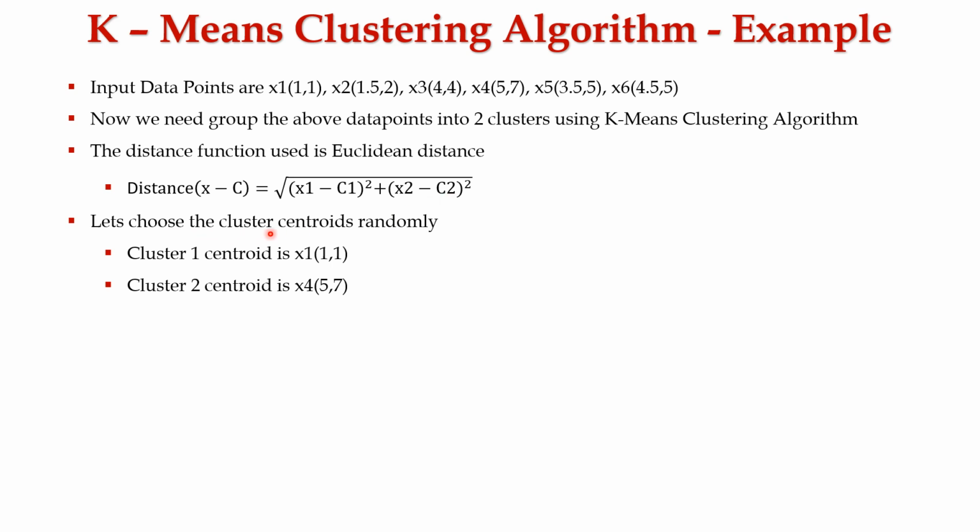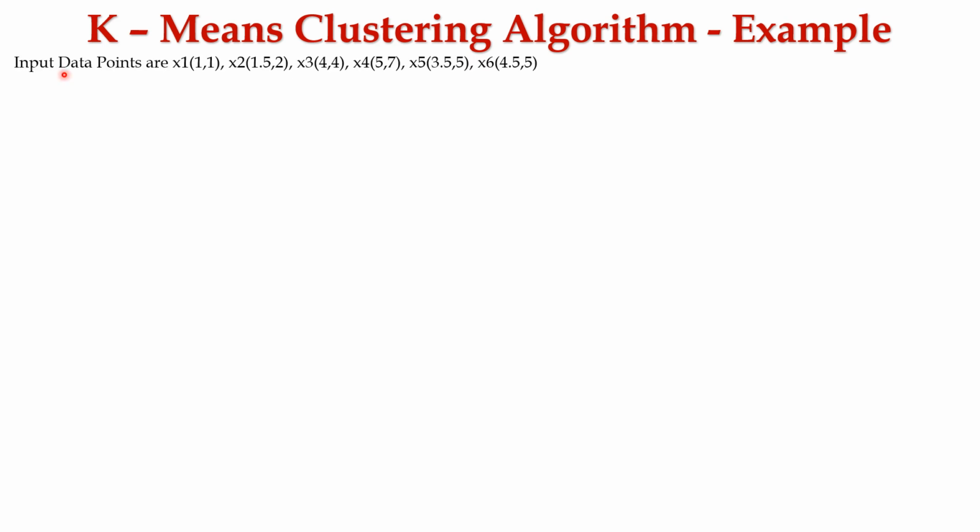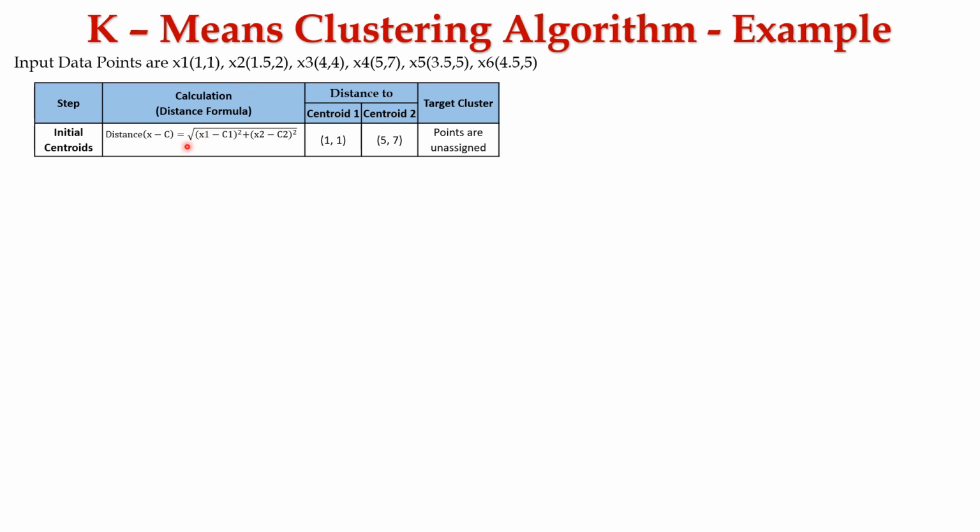Now let's choose the cluster centroid randomly. Cluster 1 centroid is x1 of (1, 1). Cluster 2 centroid is x4 of (5, 7). Here we have data points value, distance formula, and centroid values for our reference in this table as shown.